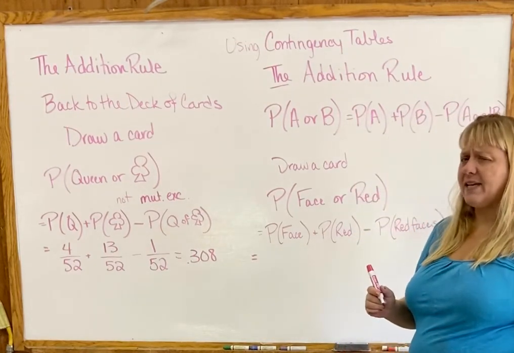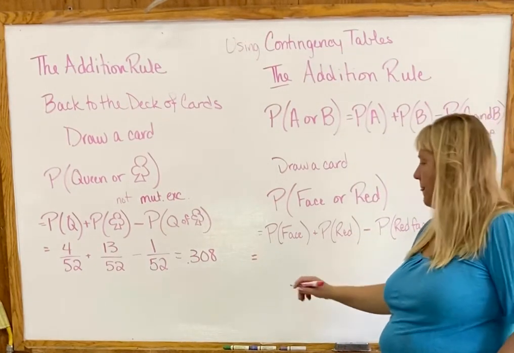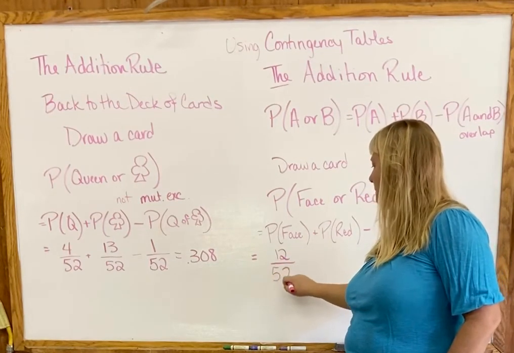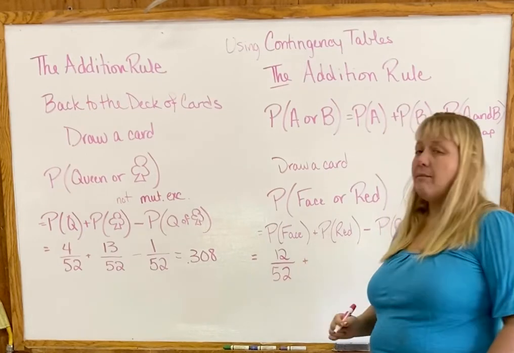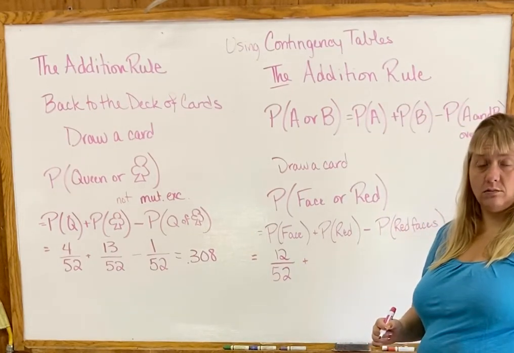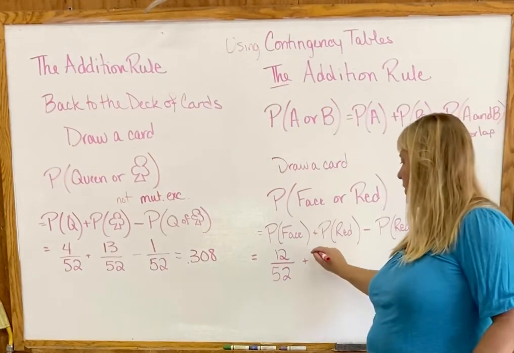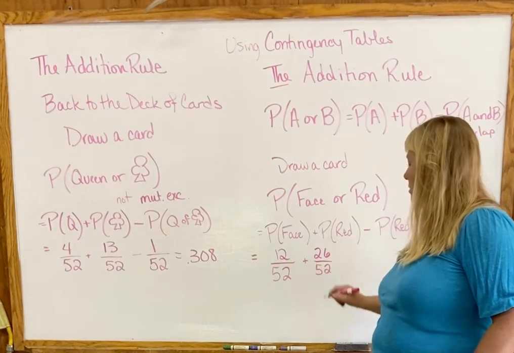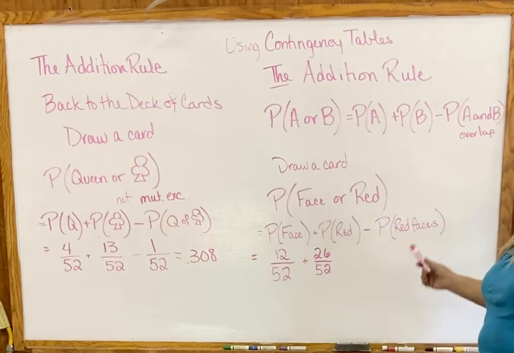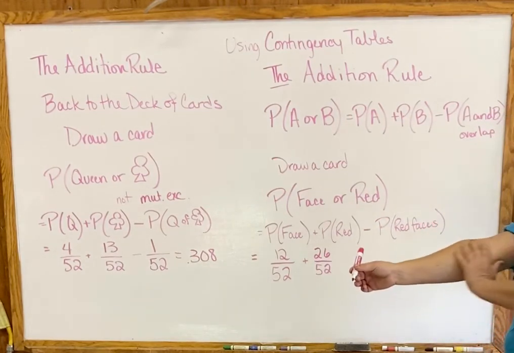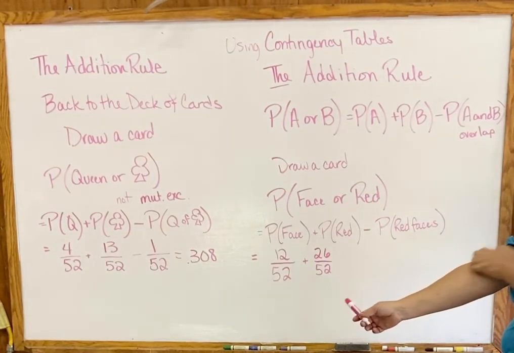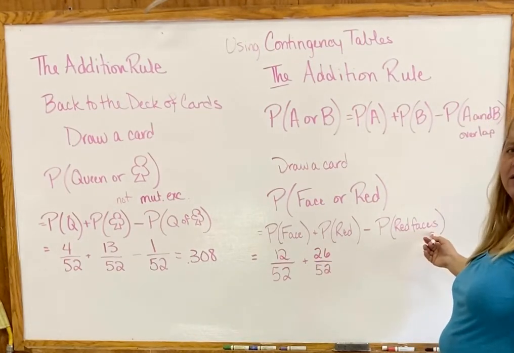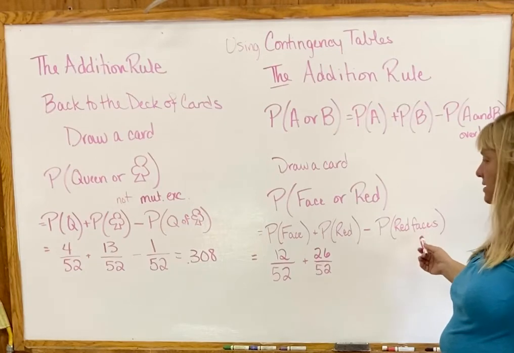So again, we said how many face cards are there in total? There are 12. How many red cards are there in total? Okay. There are 26, right? Half the deck. So how many face cards are red then? If there are 12 face cards in total, then half of them are red, aren't they? So there are 6 red face cards.